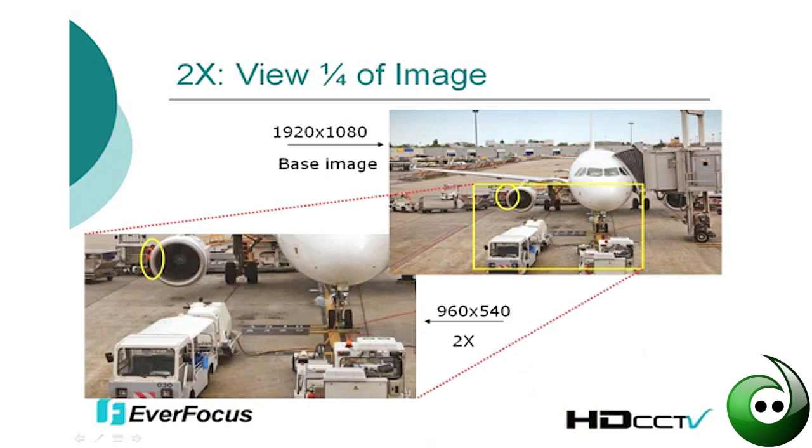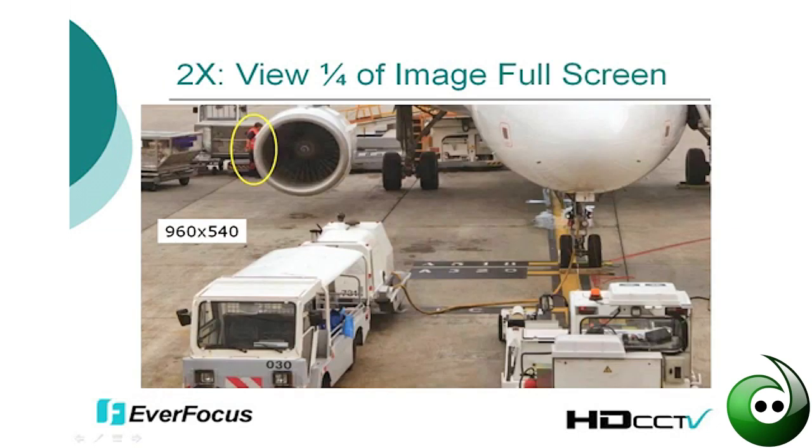So if we take our base image, we are expanding the 1920 by 1080 image, and we're ending up viewing an image that is only 960 by 540. And that's your 2x zoom. We can see the individual, and this is what it looks like full screen, but we're down to 960 by 540 resolution, which is only slightly better than SD.